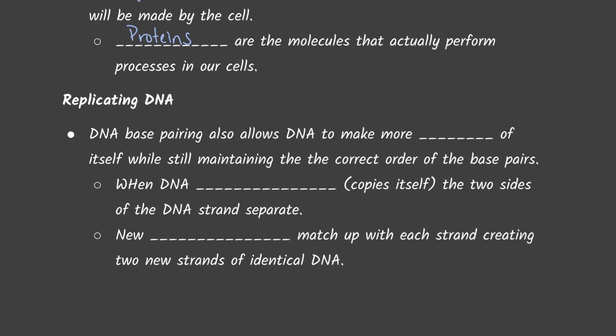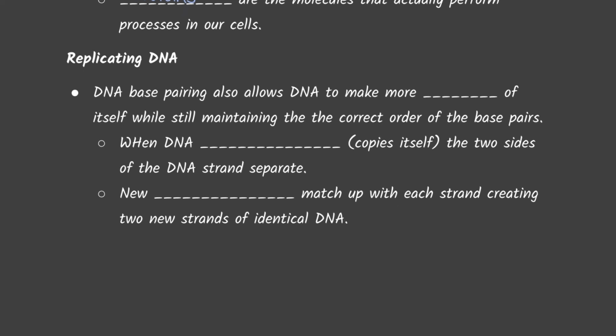And then, as I mentioned at the very beginning of the notes, those base pairs also are the reason why we are able to duplicate, or replicate, our DNA reliably. So DNA base pairing also allows DNA to make more copies of itself while still maintaining the correct order of those base pairs. Making more copies, we would call this replicate.